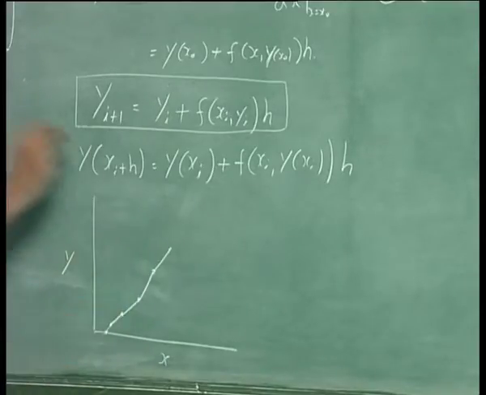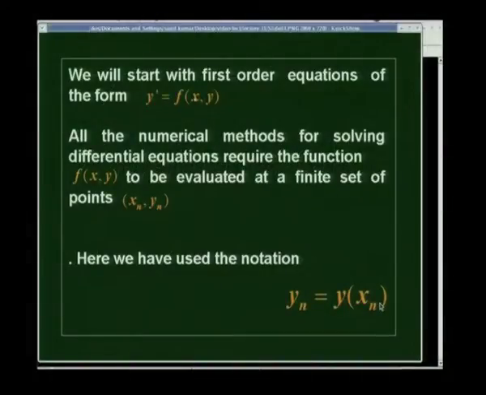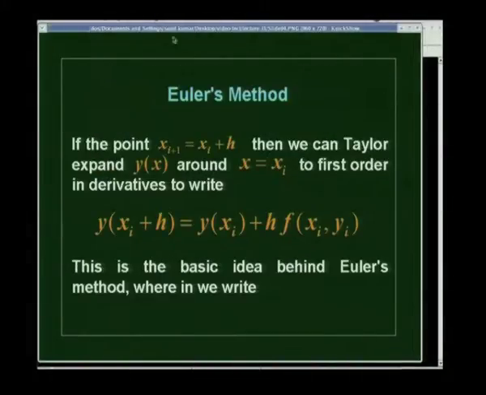So we can do this. This way we can find out all the points of that function, y of x. Let me summarize that again here. That is called Euler's method, the simplest way to solve an ordinary differential equation of order 1. So we write the point notation x_{i+1} equal to x_i plus h, and we Taylor expand y of x around that point, and we write y of x_i plus h as y of x_i plus h f of x_i, y_i.